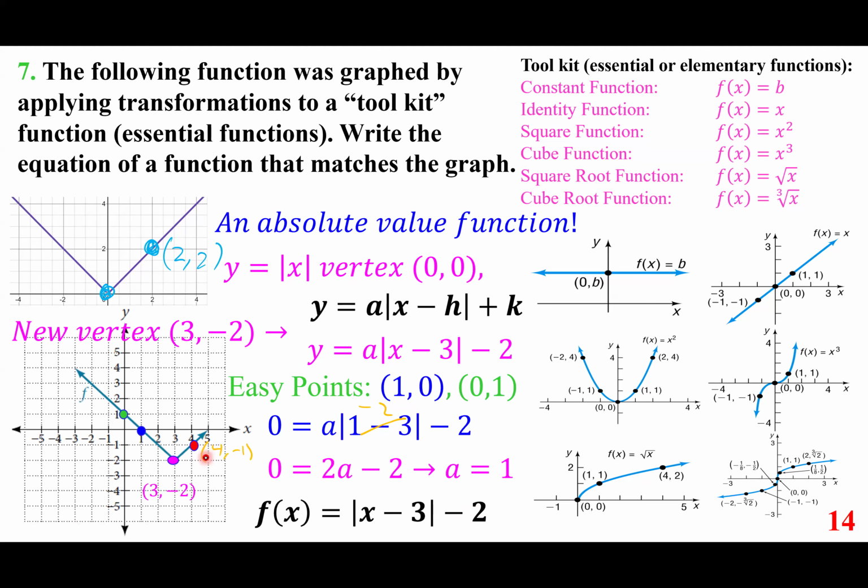Okay. So for example, if you plug in 4, you get 4 minus 3 is 1. 1 absolute value is 1, minus 2 is -1. So it works. So it's a good practice to check, everybody. Always check.